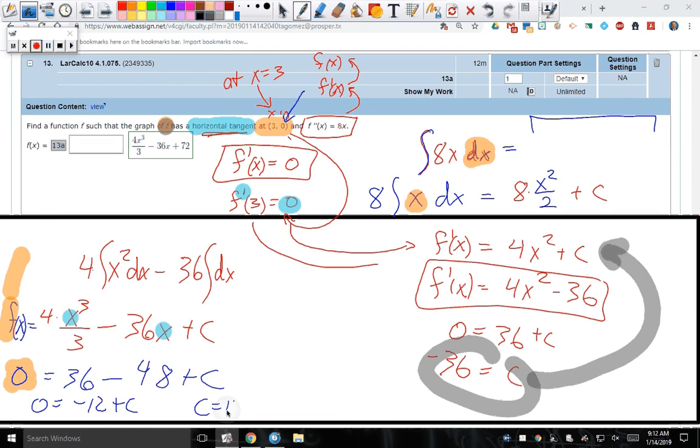So C is 12. We're going to plug this back in, and that's how we get, hold up, why did they get 72 and we got 12? 36 times 3 is, oh, thank you. 108, what am I doing? 108. So that whenever you do that, they become a negative what? Negative 72. There you go. Thank you, Robert. Negative 72. So C is 72. When you plug it back in, you get what they have right here for your position function.